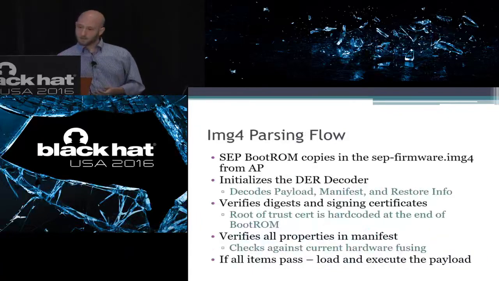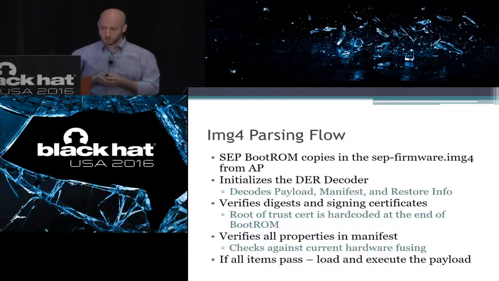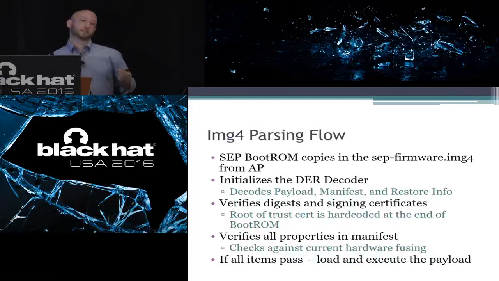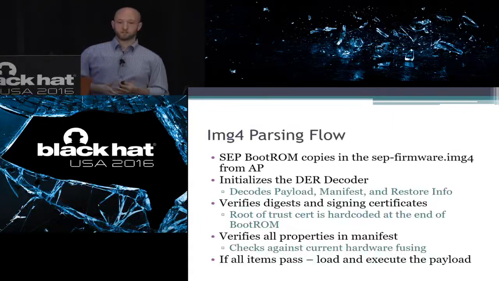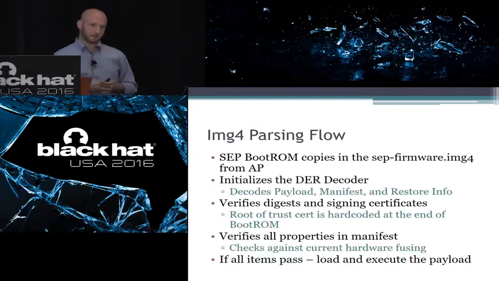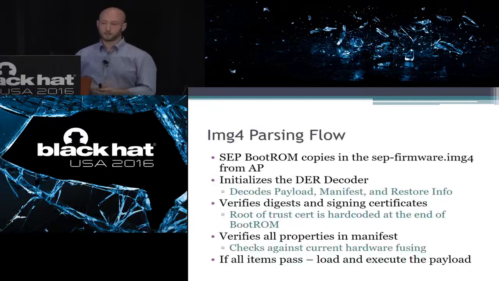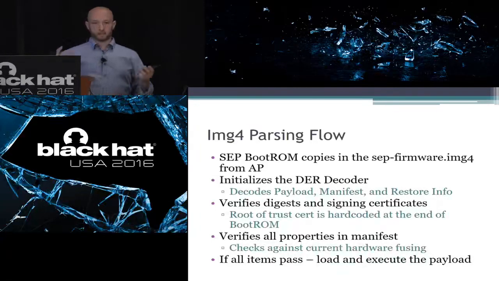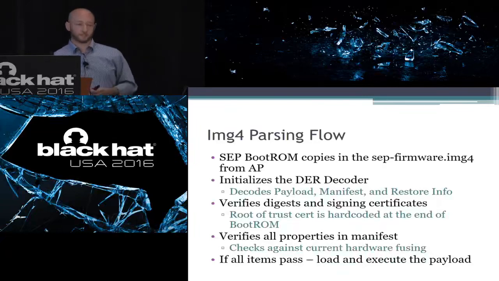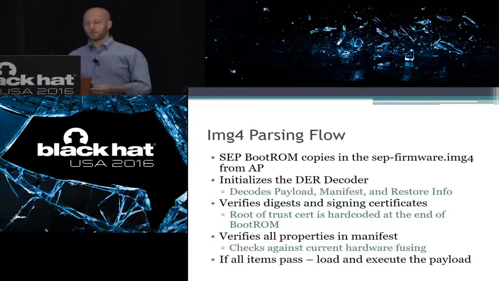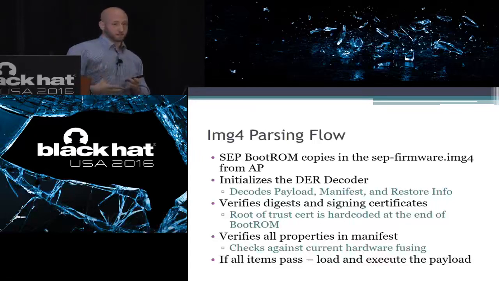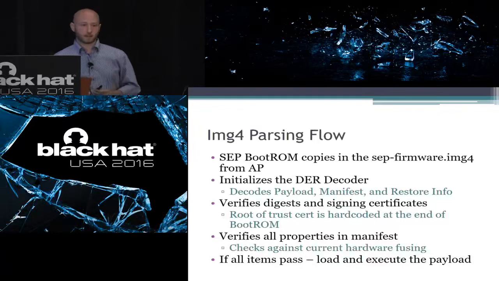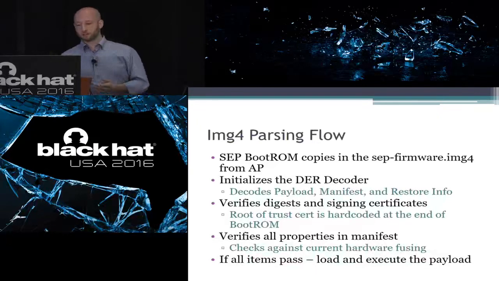So now we have a pretty good idea of what the actual image4 parser is doing. So let's talk about how the flow works. Originally, AP sends the firmware over to SEP. Then it initializes the decoders, so it has your payload, manifest, things like that, and just reads through those, verifies the digests, the certificates, and makes sure it's actually signed correctly. The root of trust of it all is actually in the BootROM, so that certificate's not changing. Then after that, it goes through and verifies all the different properties in the manifest, making sure that the ECID matches, things like that. And finally, if all items pass, it executes the firmware itself.